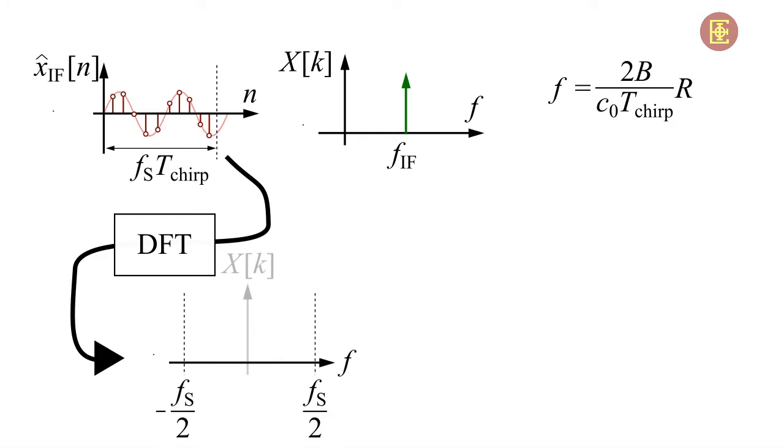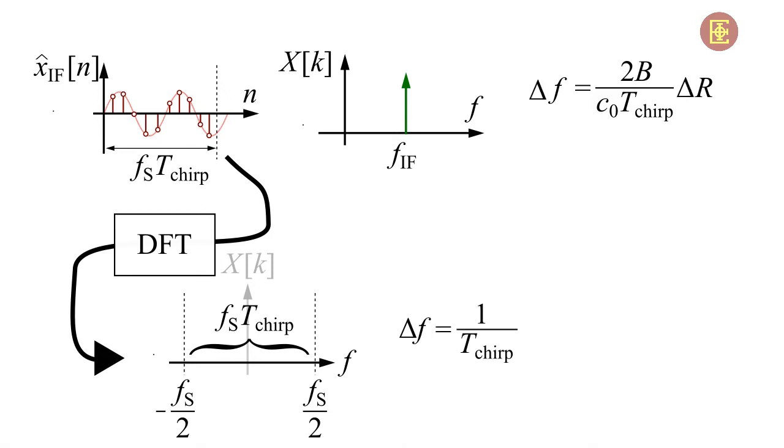This operation maps the input samples to the frequency domain in the minus fs/2 to plus fs/2 range. The number of samples in a single chirp gives the frequency resolution of 1 over the length of the chirp. By combining these two equations, we can calculate range resolution of an FMCW system, which is determined by bandwidth allocated to the radar and nothing else.